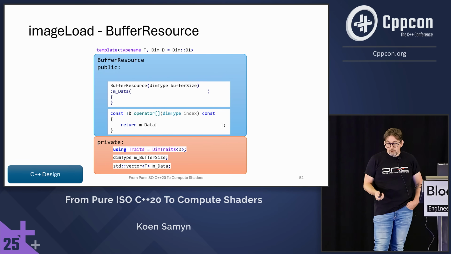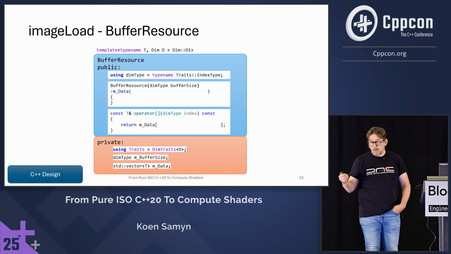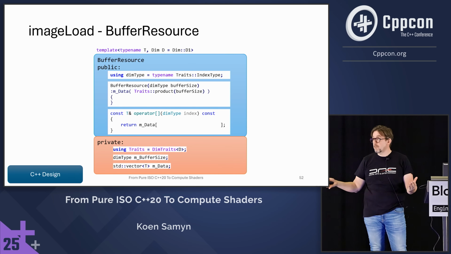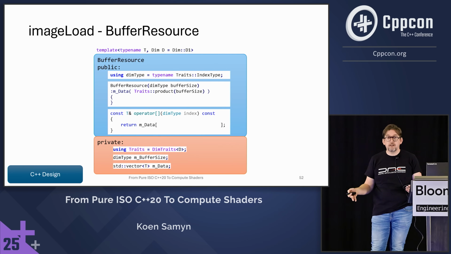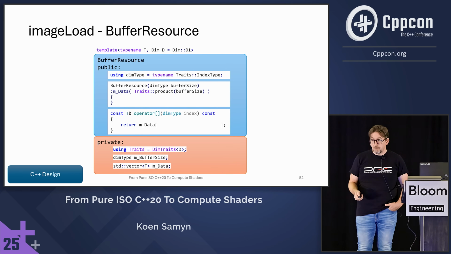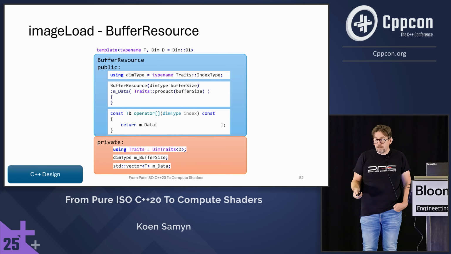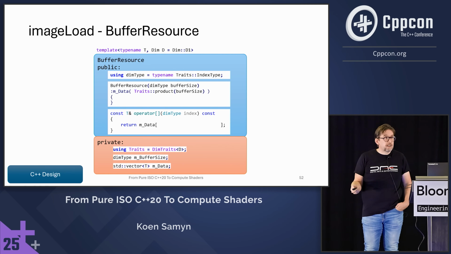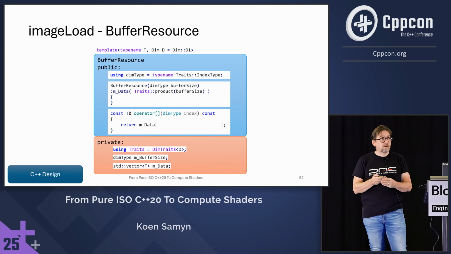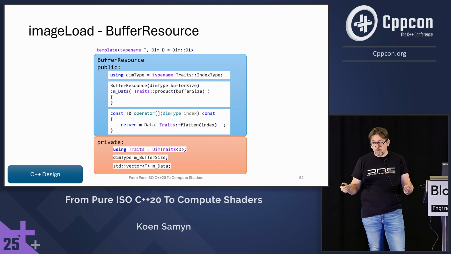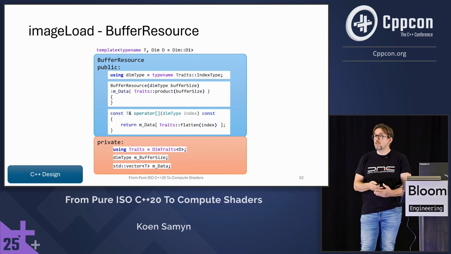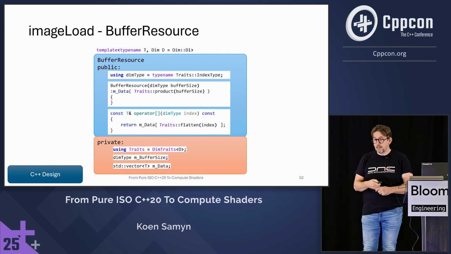Okay, so the buffer then becomes templated on the dimension. So I can just create buffers that are two-dimensional or three-dimensional in nature, but of course always with a one-dimensional backing. So I use those traits to define my dim type, to define the product, so the total size of my vector, and also to convert multi-dimensional coordinates back into a one-dimensional index.